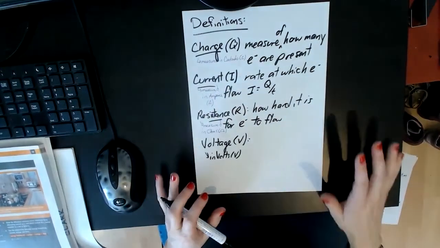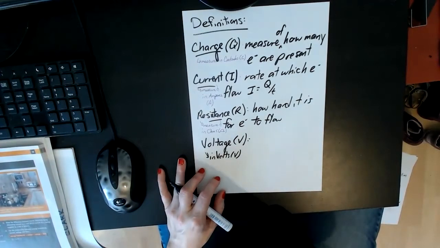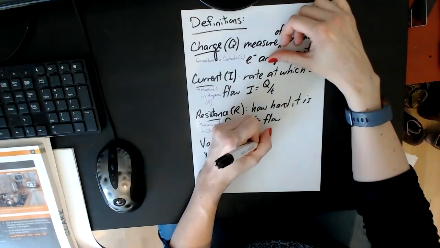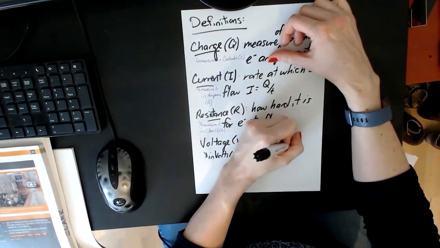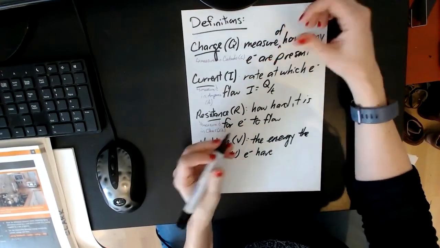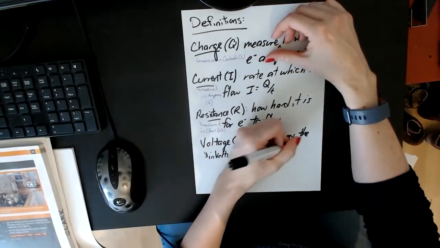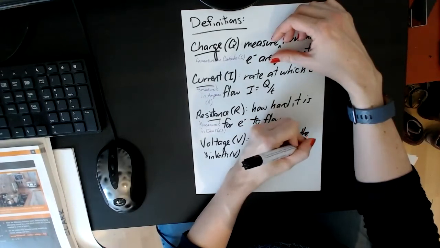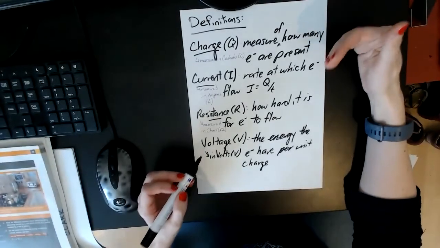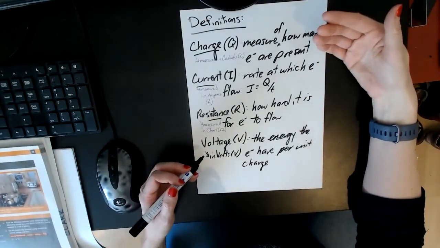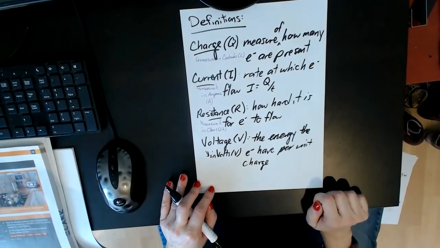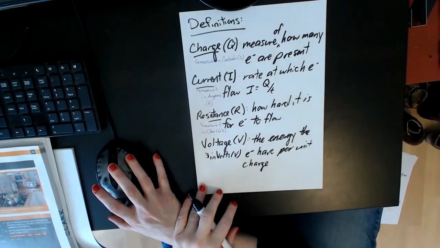Okay, so voltage is how much energy the electrons that are flowing by are carrying per electron. So it's the energy that the electrons contain per unit charge, so per coulomb, per electron, really. All right, so the idea is when we talk about voltage, what you're really talking about is how much energy do you have per unit charge. And so those are your 4 key concepts that you need to understand for this unit.